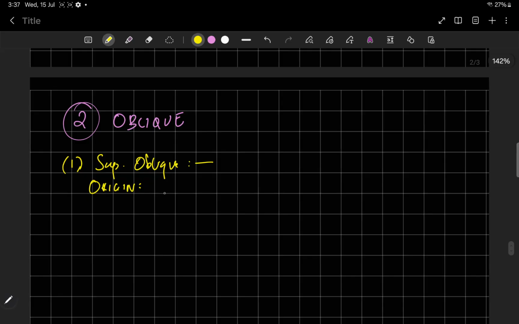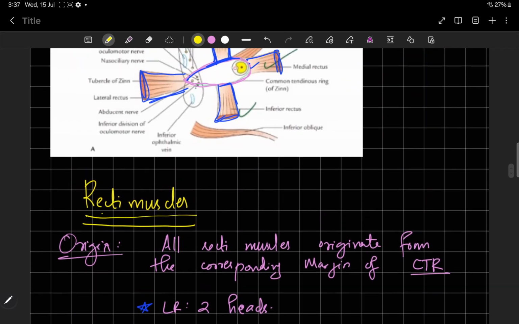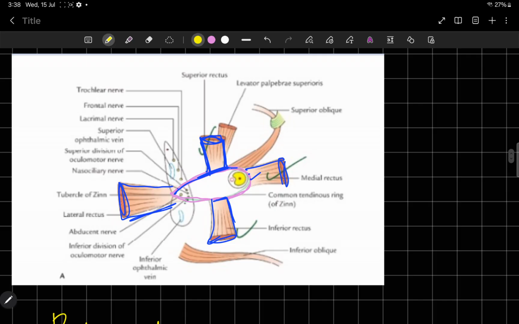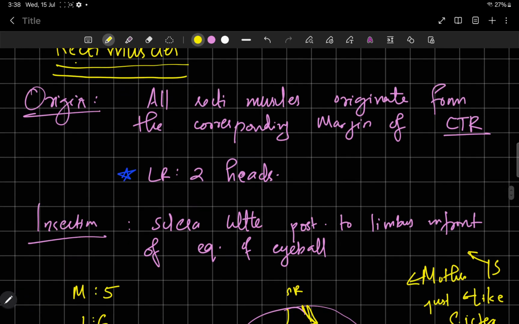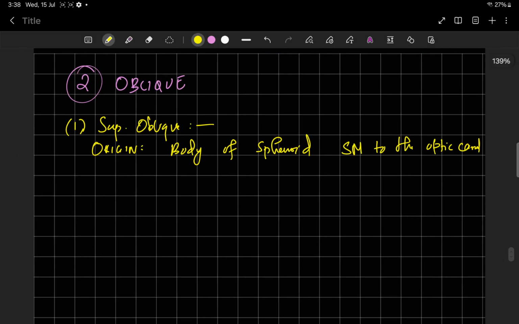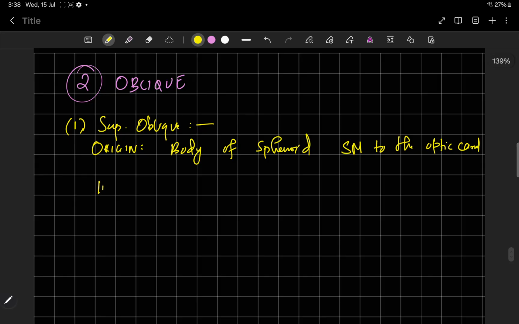The origin of the superior oblique muscle is from the body of the sphenoid, supromedial to the optic canal. The origin can be seen in the above mentioned diagram as well. This is the common tendinous ring, and supromedial to the common tendinous ring we can see the origin of the superior oblique muscle, from the body of the sphenoid. And coming to the insertion.